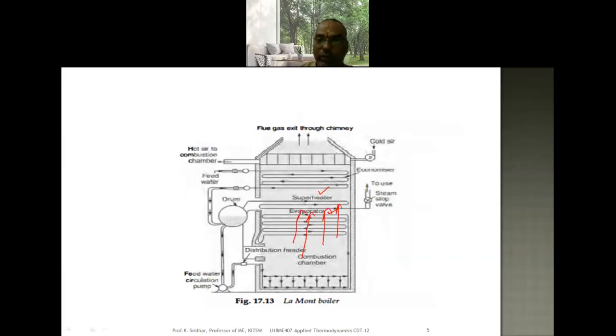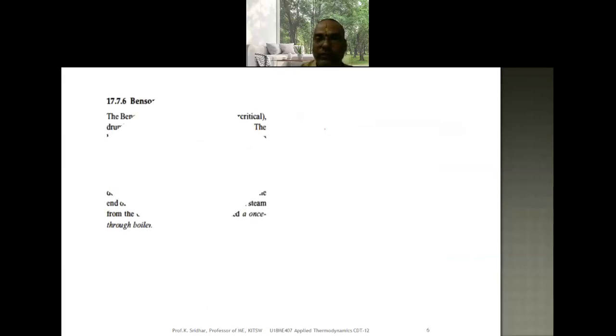and air preheater. So here you have the superheater, here you have the economizer, and here you have the air preheater. So the flue gases leaving the combustion chamber give up their heat to the superheater, the economizer, and the air preheater. Finally, after giving up their heat to all of these, they leave through the chimney. That is the biggest advantage of the Lamont boiler, because of adopting all these accessories.